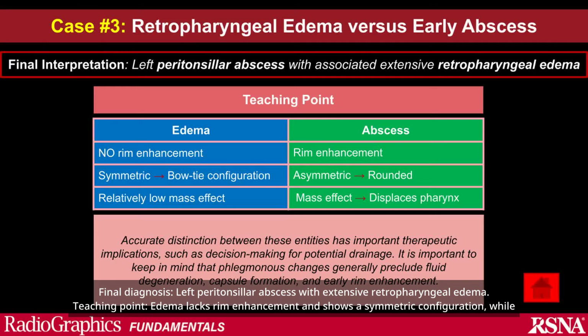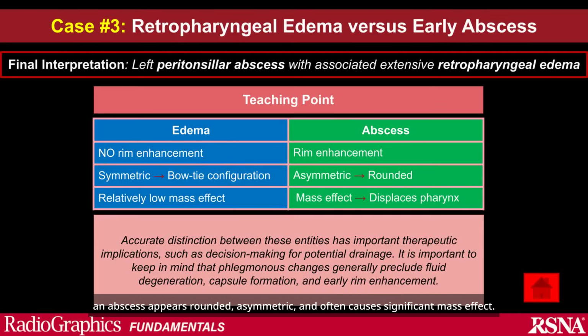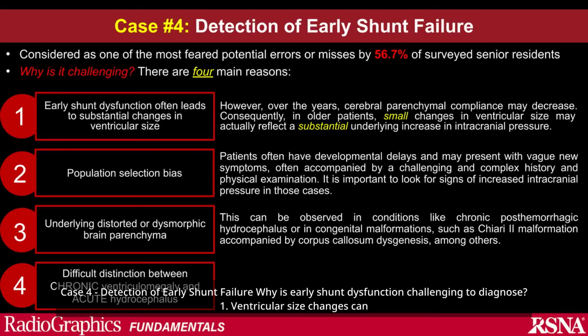Teaching point: edema lacks rim enhancement and shows a symmetric configuration, while an abscess appears rounded, asymmetric, and often causes significant mass effect. Case 4: detection of early shunt failure. Why is early shunt dysfunction challenging to diagnose?